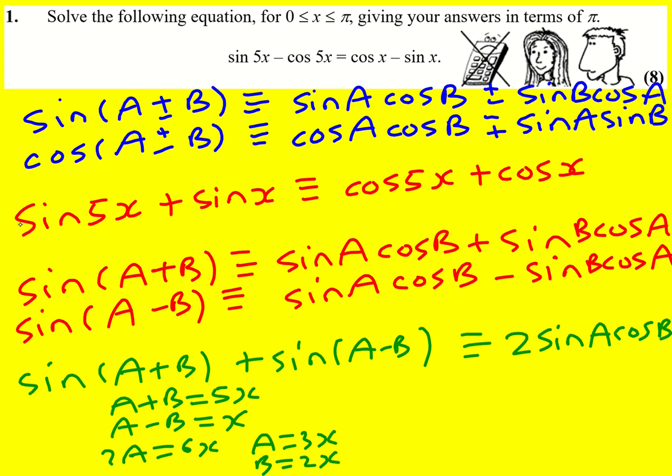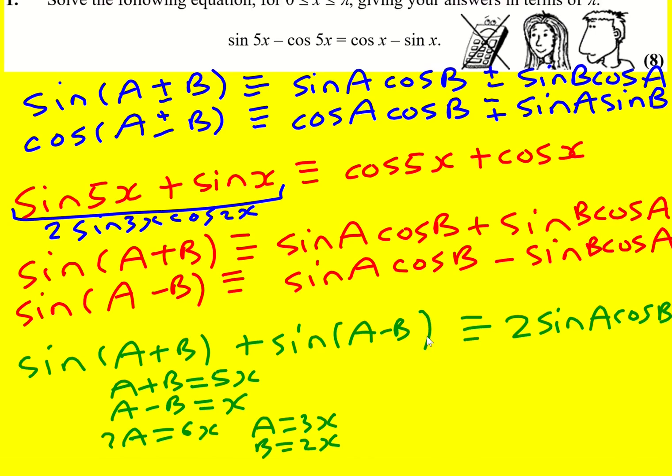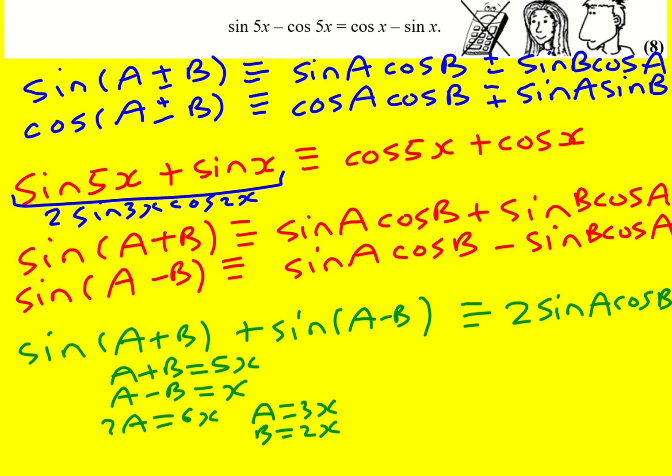I can just replace this here by 2 sine 3x cos 2x. They're the same thing using this identity. And we can do the same sort of thing for cos.